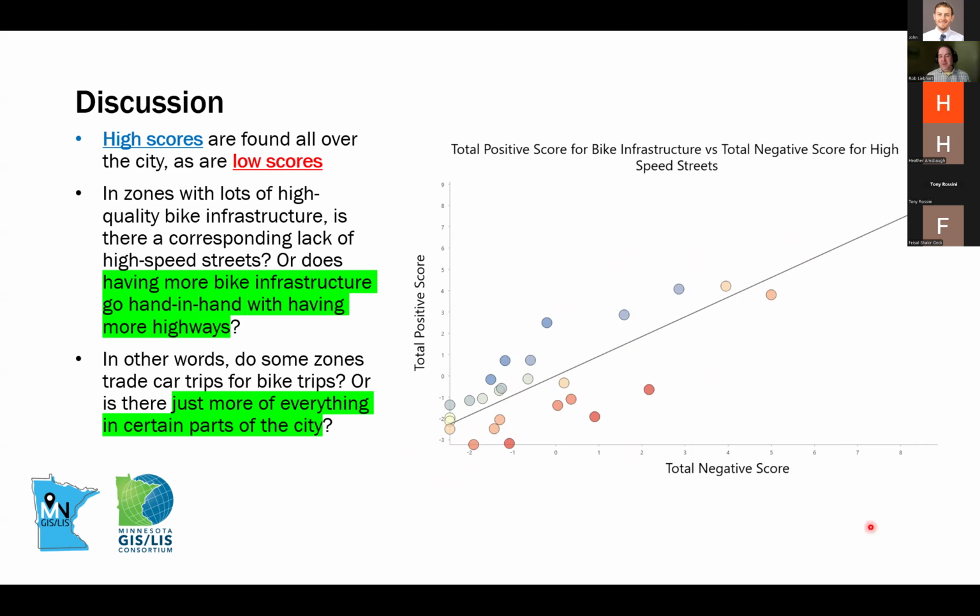You'll notice that the only way to really be blue or red here is simply to try to be a little bit off of this line. If you have a little bit more positive than negative, you're above the line, you're blue. If you have a little bit more negative than positive, you're below the line and you're red.